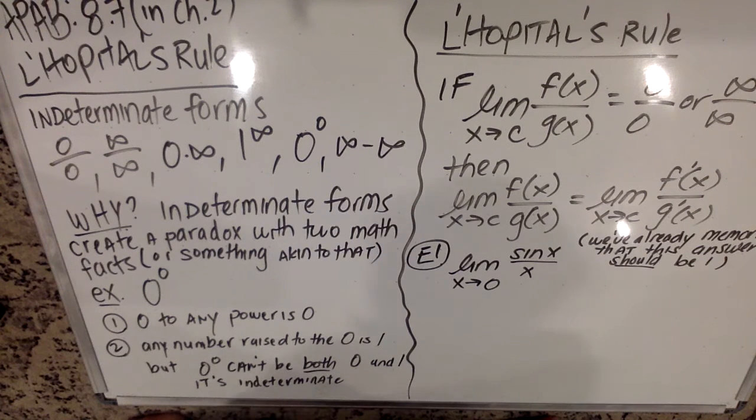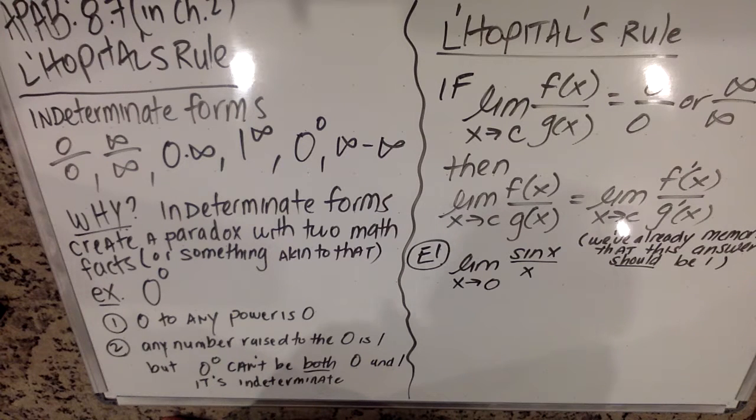AP AB Calculus. We're doing section 8.7, which is actually something we cover in chapter 2. It's L'Hopital's rule. So before we get started on L'Hopital's rule, we should talk about what indeterminate forms are. And I'm going to explain in a drastically oversimplified way what it means to be an indeterminate form.